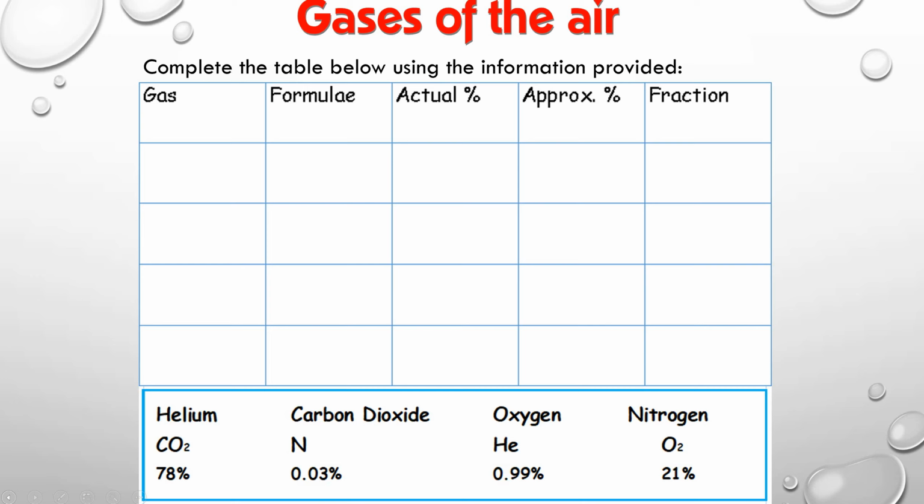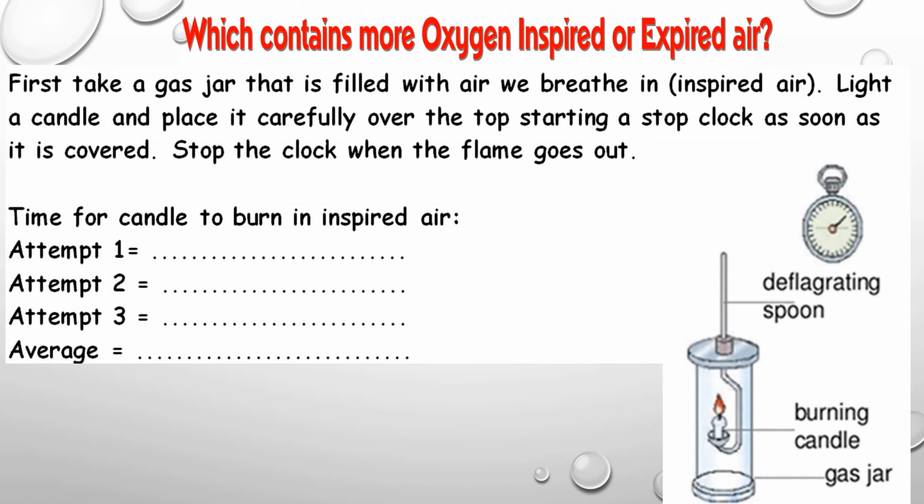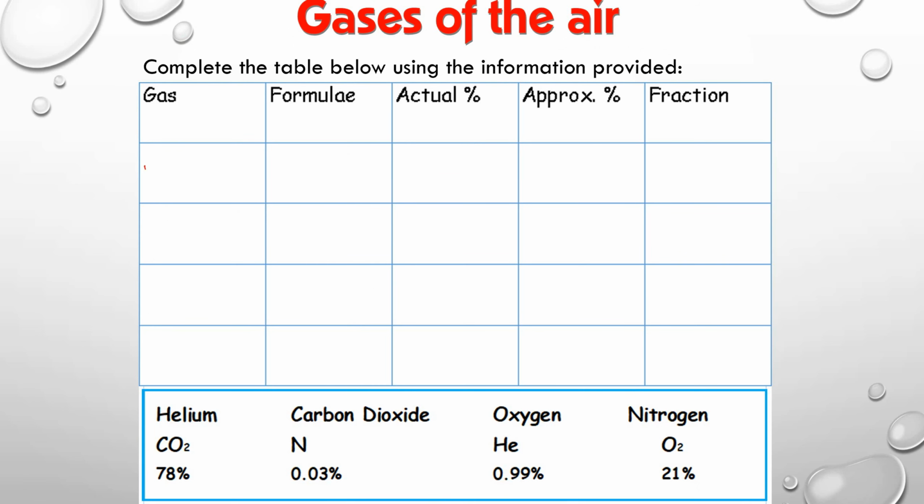So if we start with the gas that's most abundant in the air that we breathe in, the one that there is most of, that should be nitrogen. Nitrogen exists in the air that we breathe in at 78%. This is its approximate, but also the actual percentage of the air that is breathed in. And the formula for nitrogen is an N. Please make sure that you put it as a capital N, because the elements always have capital letters for the first letter and lowercase then for the next letter.